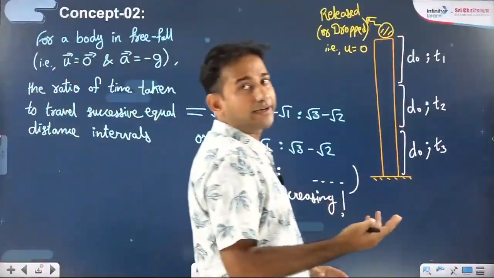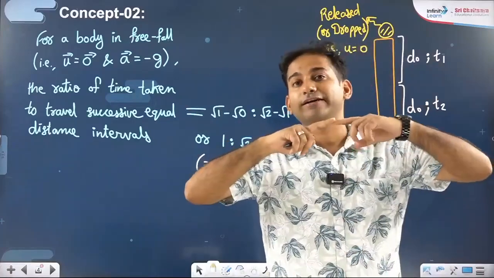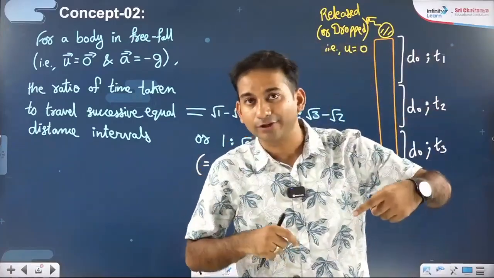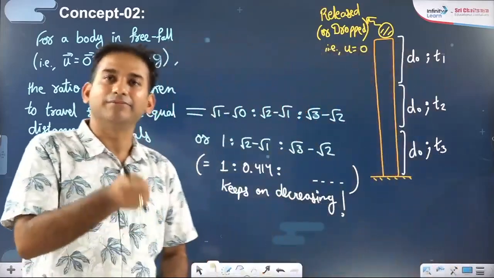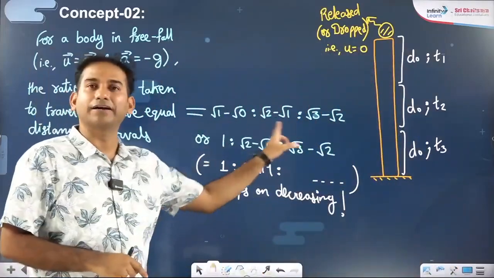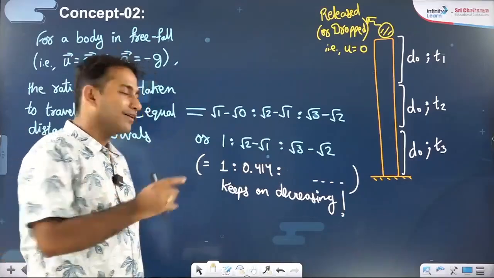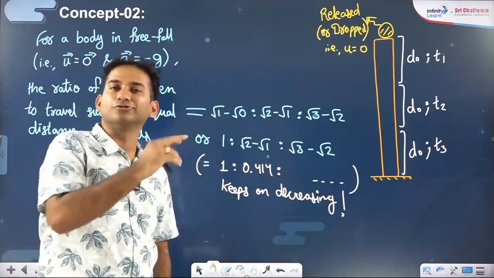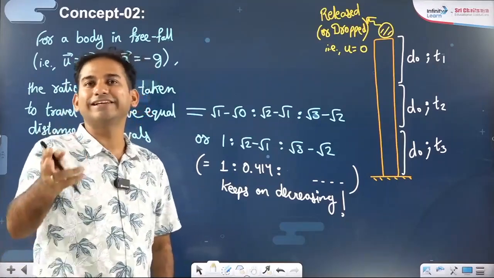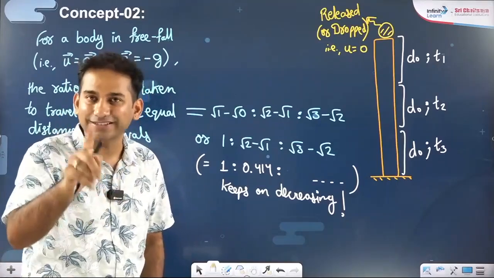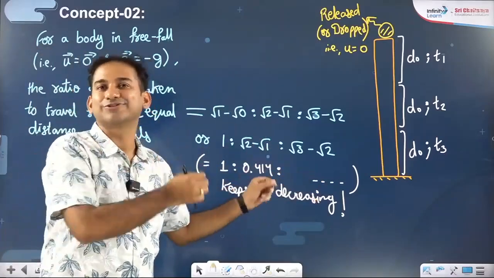Since the body will keep on getting faster, it keeps on traveling greater distances in equal time. So in order to travel equal distances, it will keep on taking less time, decreasing time, and that decreasing time pattern is root n minus root n minus 1. Like root 1 minus root 0, ratio root 2 minus root 1, ratio root 3 minus root 2. If you are so lucky in the final NEET exam, you will directly get one of the options and one of the questions based on Galileo's formula. Nothing to solve, just to remember.